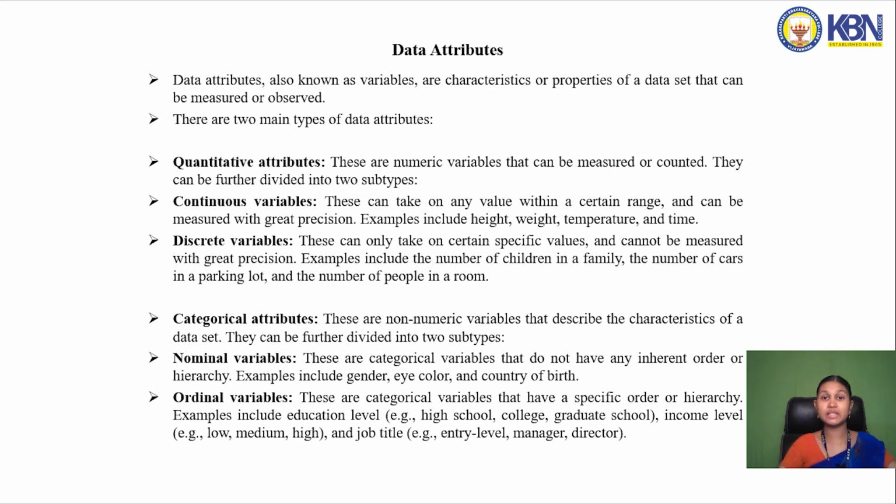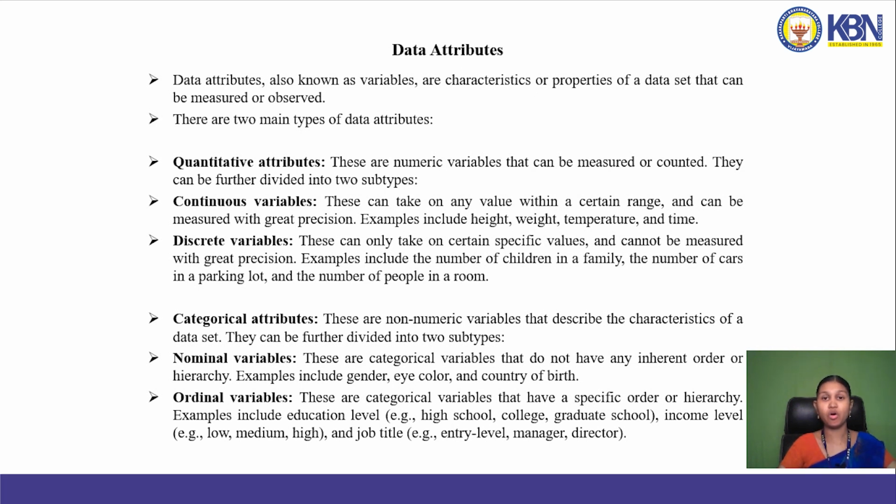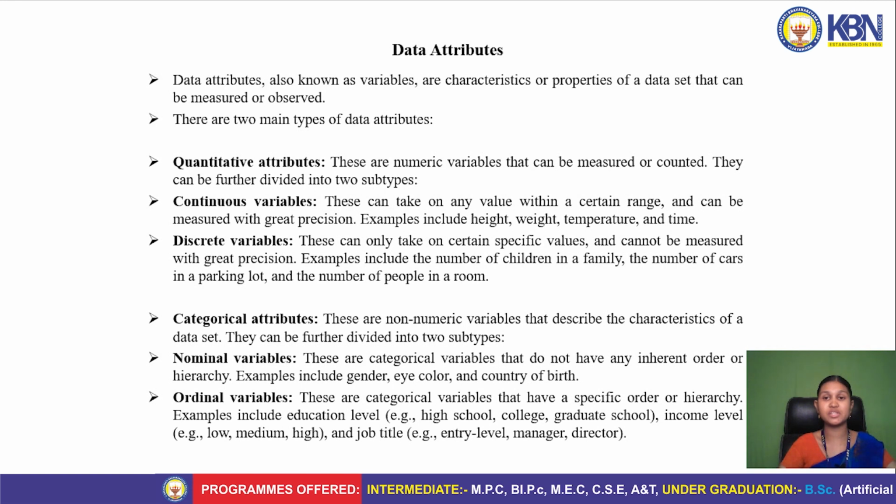One is the quantitative attribute. This is based only on numerical values, or you have to calculate with these numerical values. This is also divided into two types: what is a continuous variable and what is a discrete variable? A continuous variable means it lies in a certain range, and you have to measure it with great precision. Let us see examples: person height, person weight, person temperature, and time.